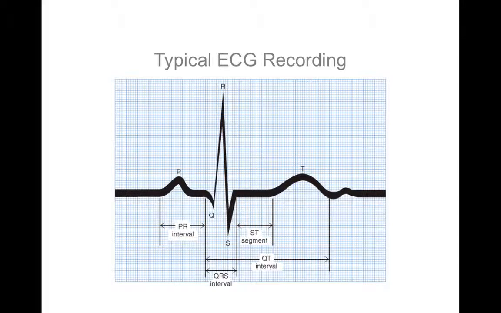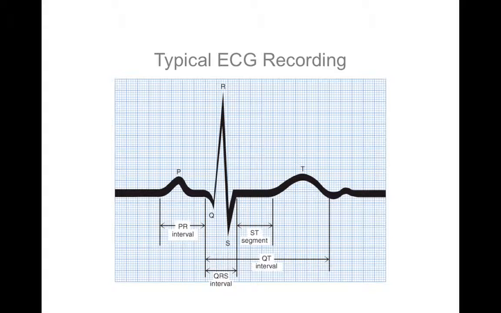What about if this QT interval is longer? The QT interval is longer. What does that tell us? You got it. It's taking longer for the ventricles to have their action potential depolarize, followed by repolarization, which does correlate with contraction and relaxation. And that may indicate an underlying pathology.